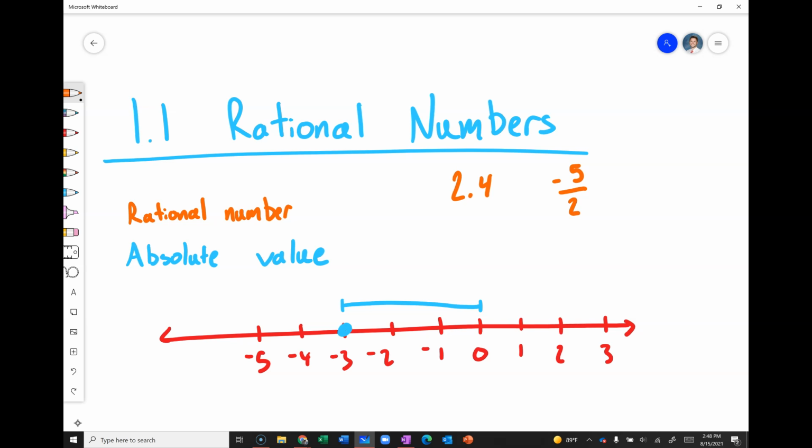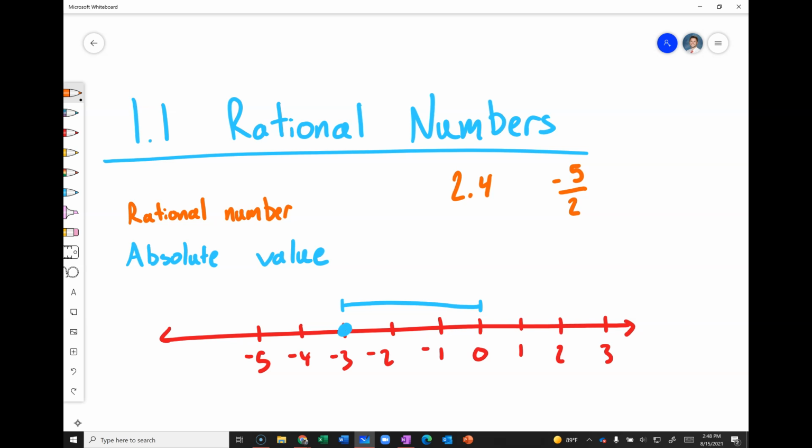So whereas an integer is a whole number that's either positive or negative, rational numbers can involve fractions and decimals. And this will include the majority of numbers that we will work with. So right now we're going to look at finding the absolute value of rational numbers.